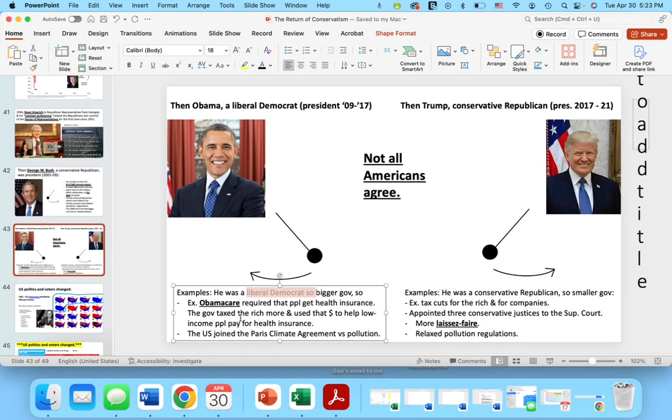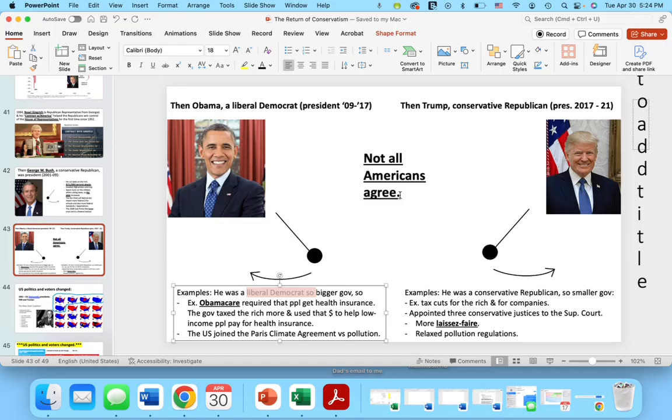For example, he did Obamacare, and it was a law that required people to get health insurance. The government raised taxes on the rich more and used that money to help low income people pay for health insurance. Everybody's going to sign up for health insurance, okay? Obama also was very concerned about global warming and climate change, and so he had the United States join the Paris Climate Agreement against pollution. But not all Americans agree.